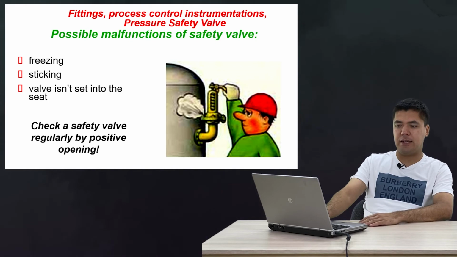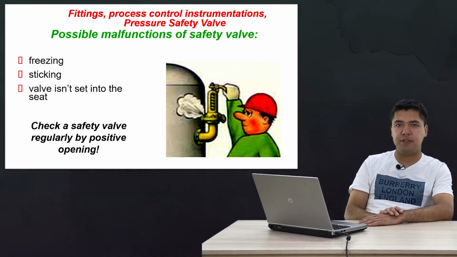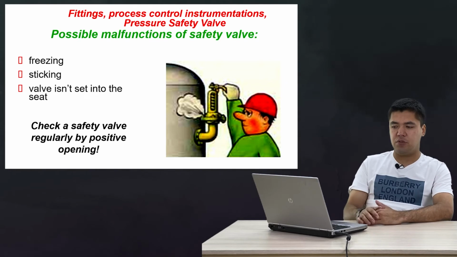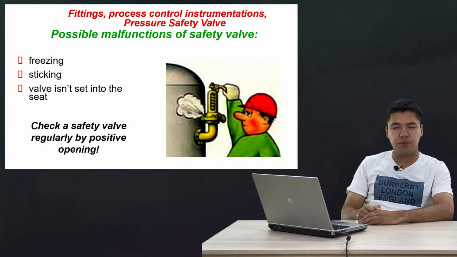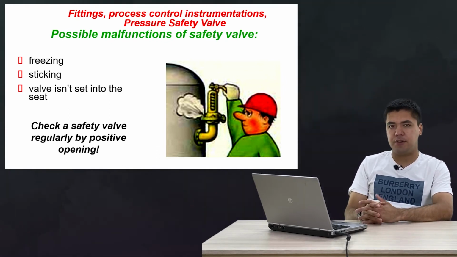If that was enough to understand how a spring safety valve works, we need to go to the next slide, and here you may see possible malfunctions of safety devices, or pressure safety devices. The first is freezing, the second sticking, the next is the valve being inserted into the seat. Check a safety valve regularly by positive opening. We need to open it to check how it works, for example, and what the problems of those devices and equipment are.